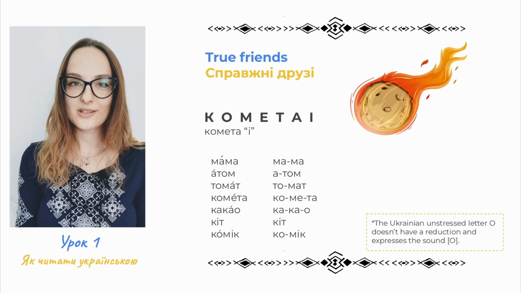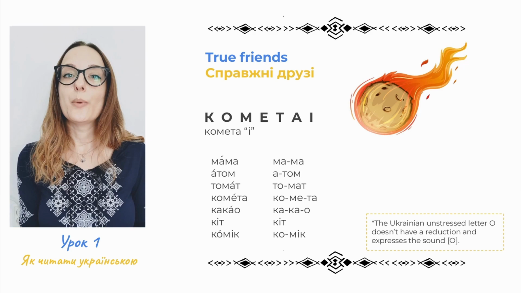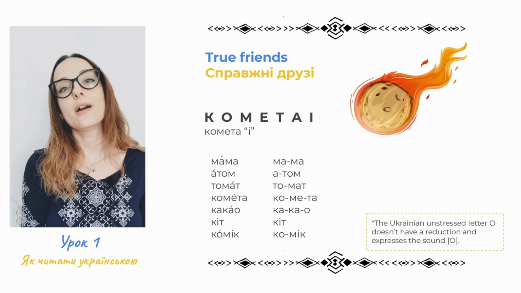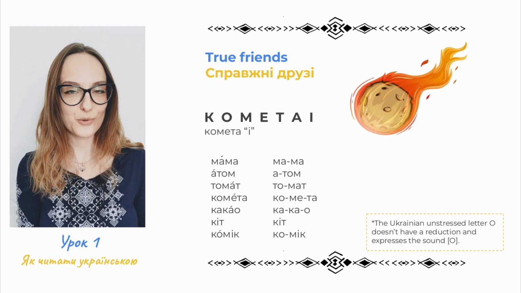And we will read them by syllables. You know that a syllable is a combination of a few letters. Syllables can be open and closed in Ukrainian. Open ones end on a vowel, and they are more common in the Ukrainian language, because Ukrainian is a melodic language. And closed ones end with a consonant.